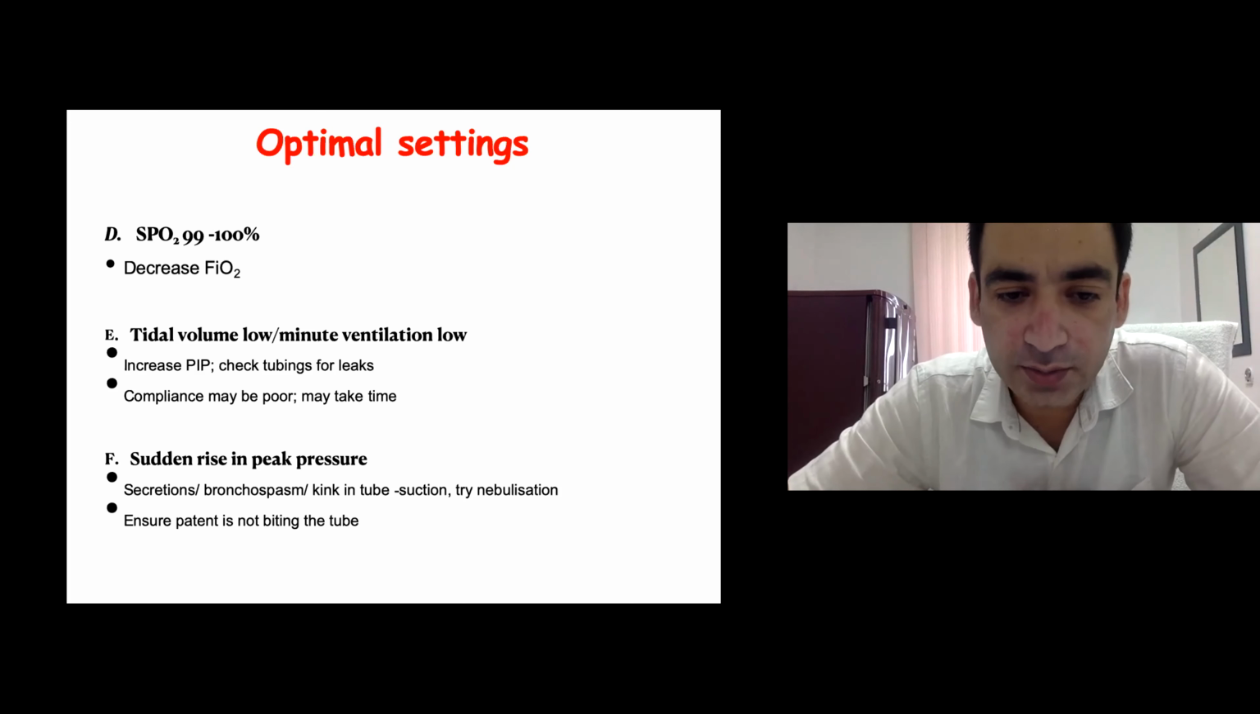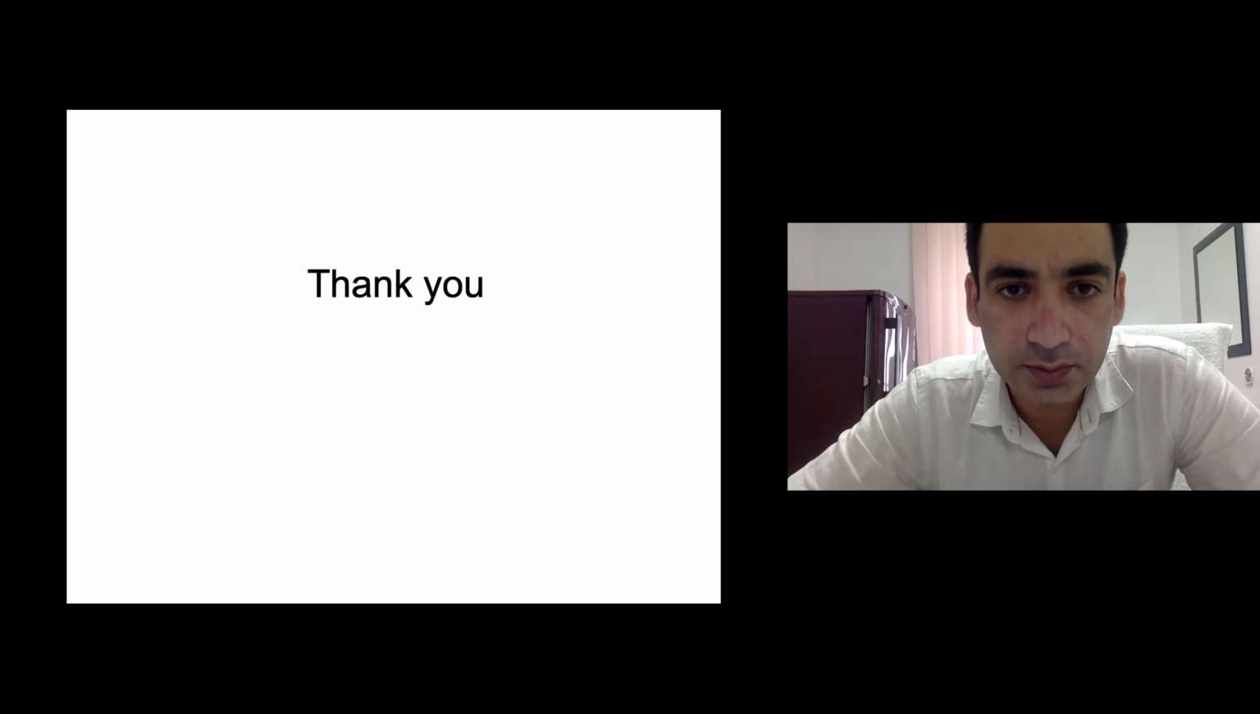And before increasing pressures to get an adequate chest rise, look for any kink in the tube, and there should be no visible secretions in the ET tube. If they are there, then only one should do suctioning, otherwise there is no need of doing routine suctioning.